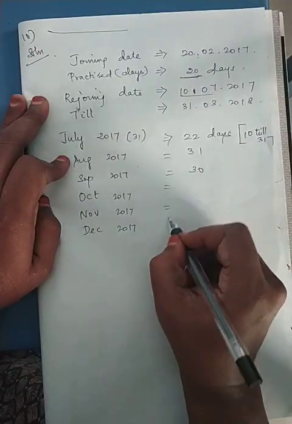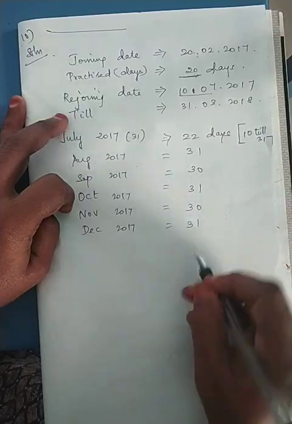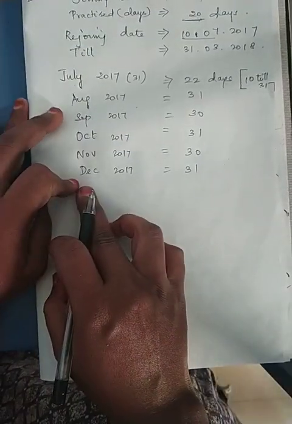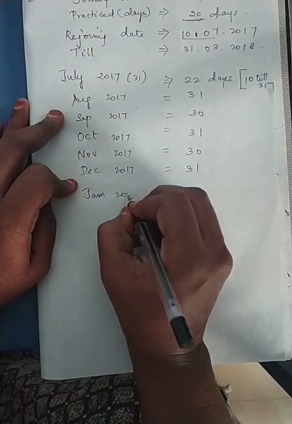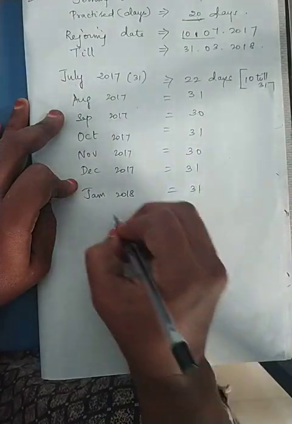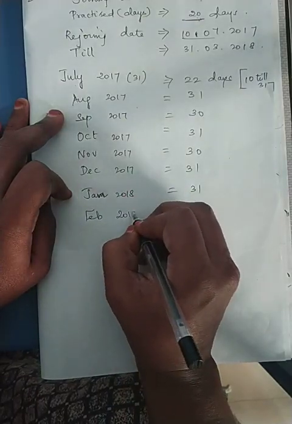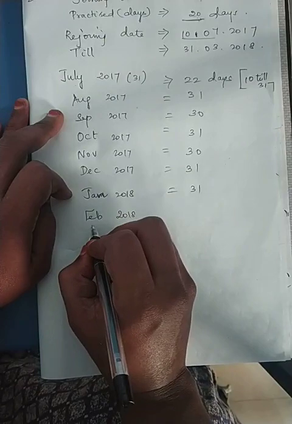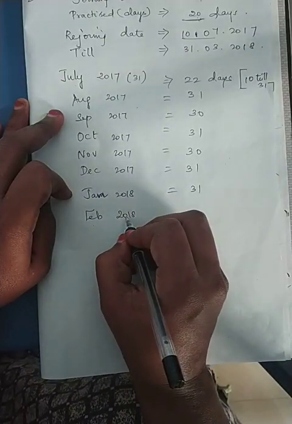Okay. So October 31 days, November 30 days and December 31 days. Then coming to January 2018, again there will be 31 days only. Then in February 2018 we have to be very careful. February 2018 means you have to check whether that year is a leap year.